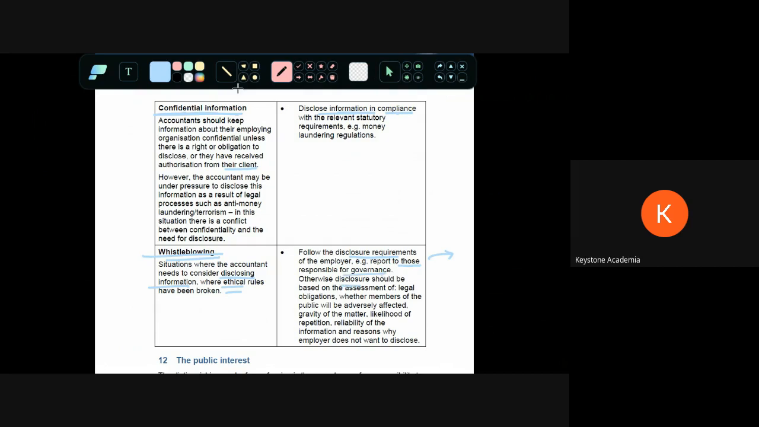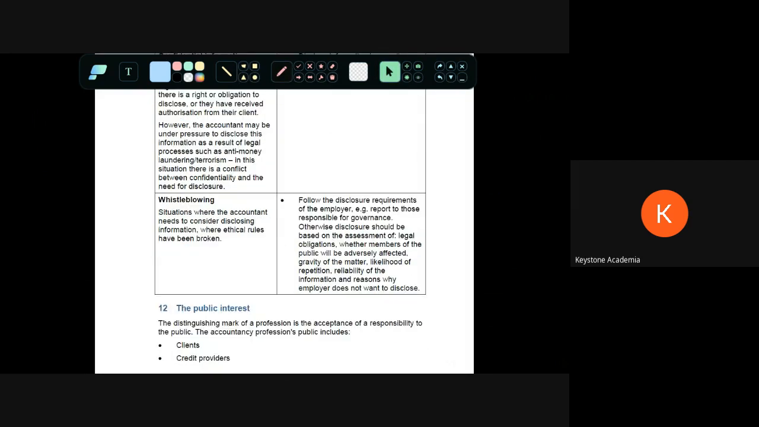Otherwise, disclosure should be based upon an assessment of legal obligations, and whether members of the public will be adversely affected. You should know that what you are doing is going to affect people. First of all, you should also know that what you are disclosing is correct, and the likelihood of repetition should be high. That is why you are doing that. Maybe something happened one time; this is all subjective. Also consider the reliability of the information and the reasons why the employer does not want to disclose. You should get your facts straight first of all.